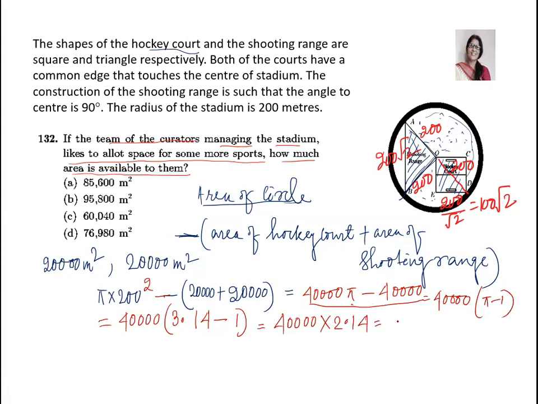We will multiply: 4 times 6 is 24, 4 times 1 is 4, then 4 twos are 8. And how many zeros? 1, 2, 3, 4. And I'll leave 2 places. So it will be 85600 meters square. So let us see the options. Here A is the answer.